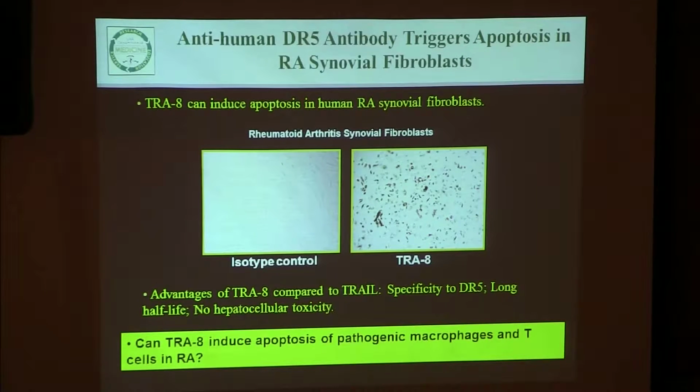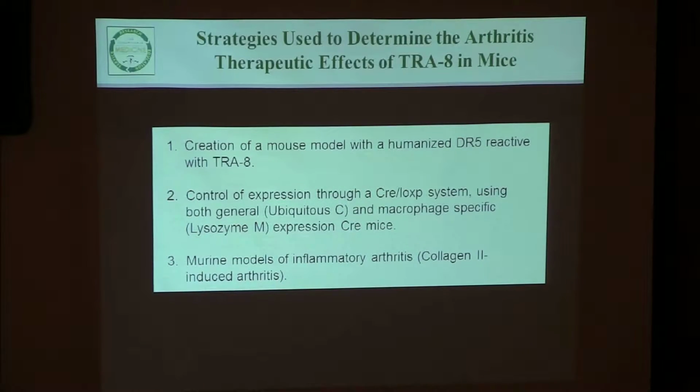So the question we are trying to address here is: can Tri-8 also induce apoptosis in pathogenic macrophages and T cells from rheumatoid arthritis patients? We're trying to answer this question using an animal model before we do the human study. So the strategy we use is to demonstrate the efficacy of the Tri-8 killing effect in a mouse model.